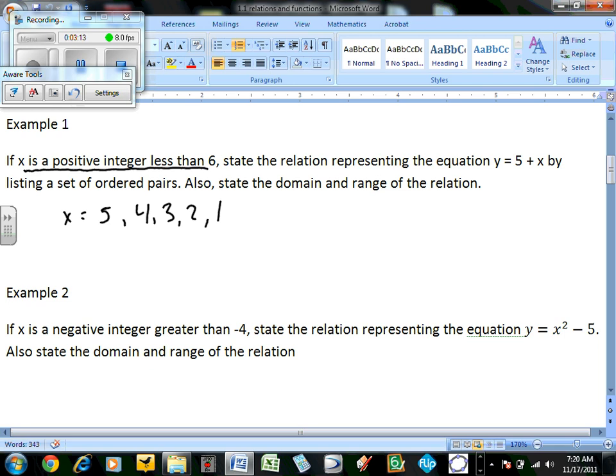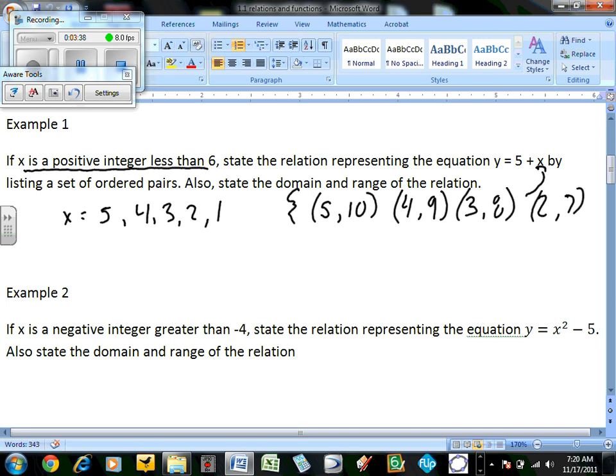So when x equals 5, y is going to equal 10. And how did I get that? I plugged 5 in right there and evaluated. So my relation is going to go in a bracket like here. When x equals 4, when I plug 4 in, I'm going to get 9. When I plug 3 in, I'm going to get 8. When I plug 2 in, I'm going to get 7. And when I plug 1 in, I'm going to get 6. All right. And notice they said integers. Integers are whole numbers. In this case, they listed positive integers, so that's why our x values are only 5, 4, 3, 2, and 1.